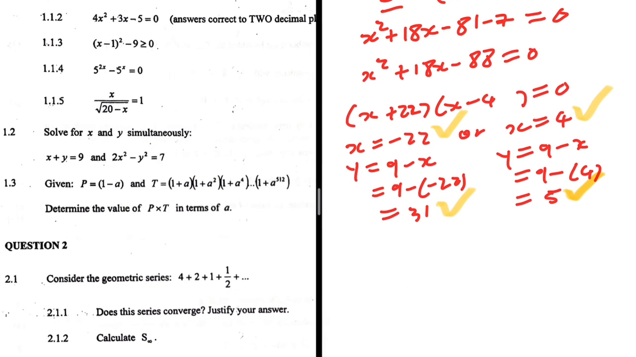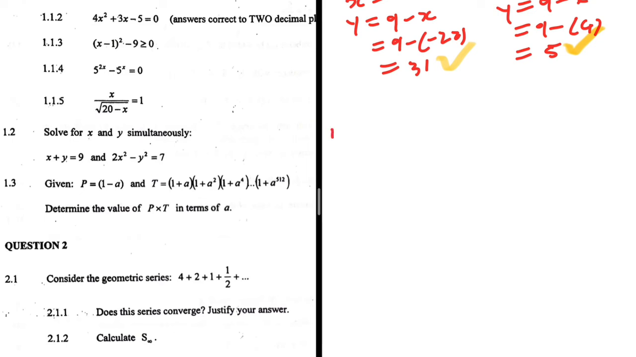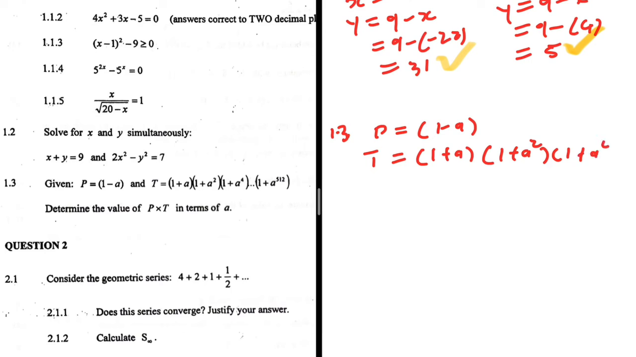And now the question you've been waiting for, 1.3. We have an interesting case. p is equal to 1 minus a, and we have some t which is equal to 1 plus a multiplied by 1 plus a squared, 1 plus a to the 4 up until 1 plus a to the 512. So we want to determine the value of p multiplied by t in terms of a.